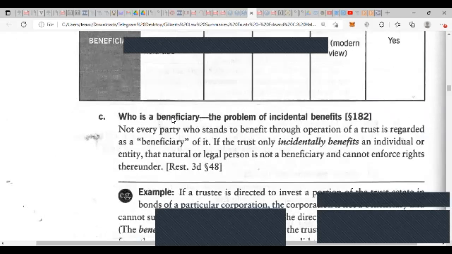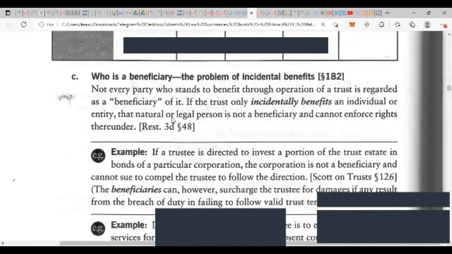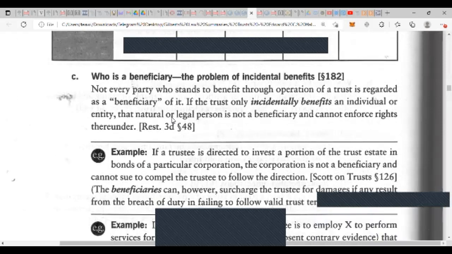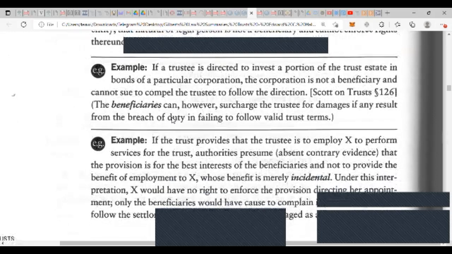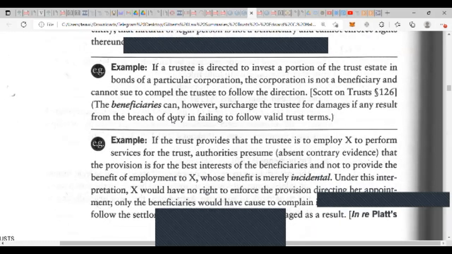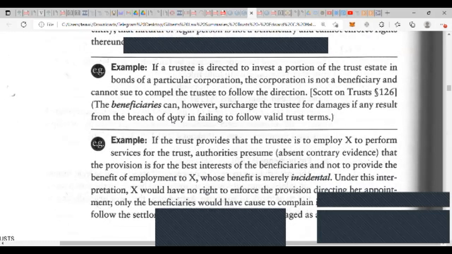Who is a beneficiary? The problem of incidental benefits. Not every party who stands to benefit through operation of a trust is regarded as a beneficiary of it. If the trust only incidentally benefits an individual or entity, the natural or legal person is not a beneficiary and cannot enforce rights thereunder. Example, if a trustee is directed to invest a portion of the trust estate in bonds of a particular corporation, the corporation is not a beneficiary and cannot sue to compel the trustee to follow the directions.